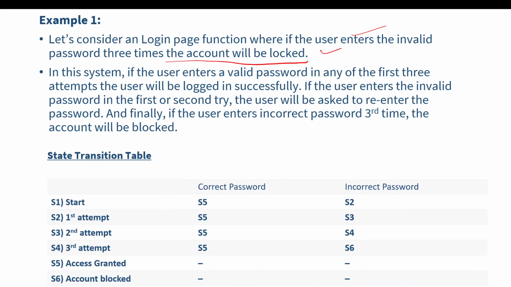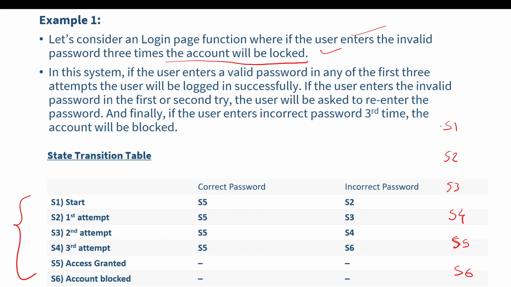So how do we derive this state transition table, guys? We have different states over here: S1 start, S2 first attempt, S3 second attempt, S4 third attempt, S5 access granted, and S6 account blocked. Let me explain it better. Let's say we have different states over here: S1, S2, S3, S4, S5, and S6. So these are the different states, guys.